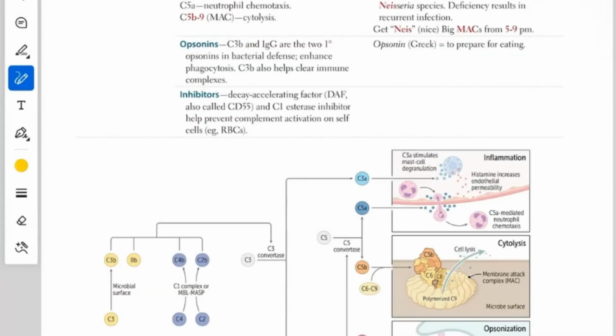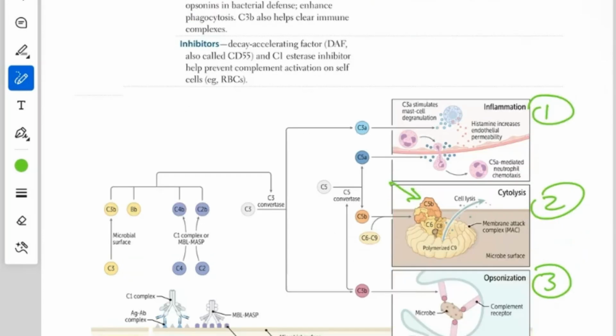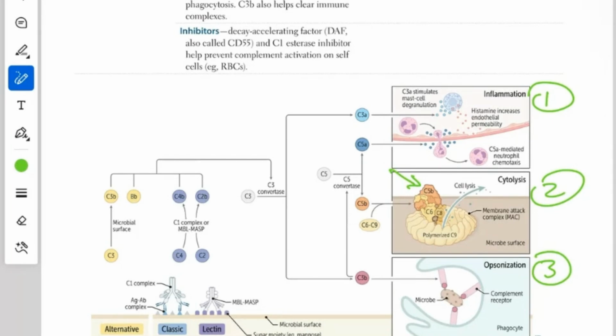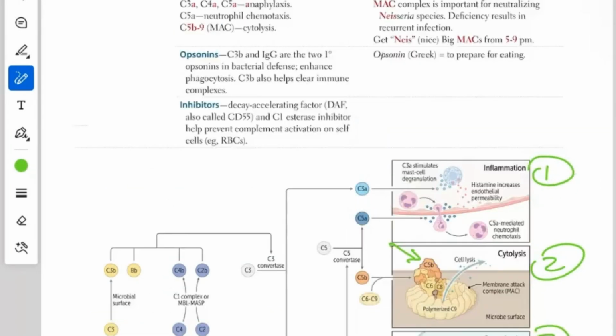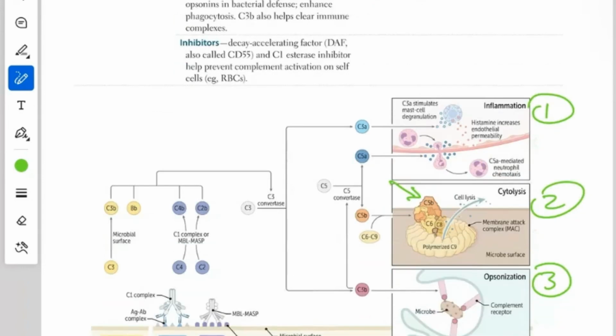Three main outcomes: one, inflammation; two, destruction of the pathogen using the membrane attack complex; and three, opsonization, where the white blood cells come in and swallow up the pathogen or antigen. And there are three ways of activating these complement proteins. Number one is the alternate, number two, classic, number three is lectin.